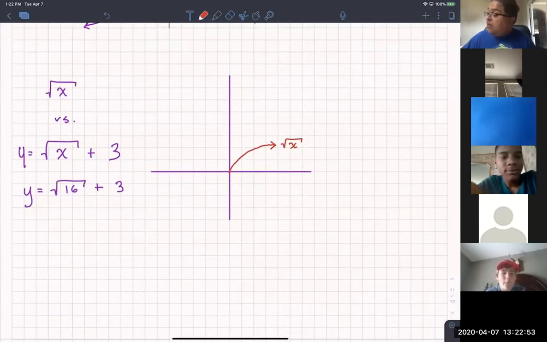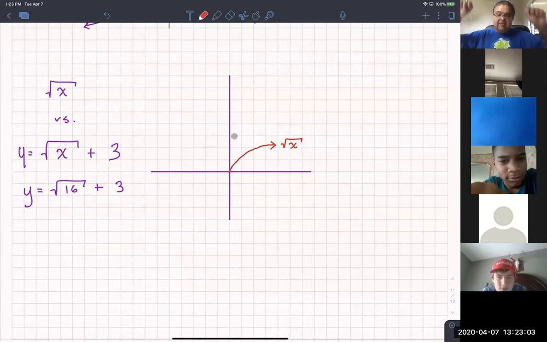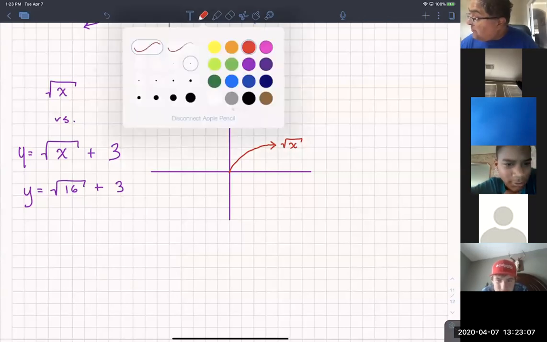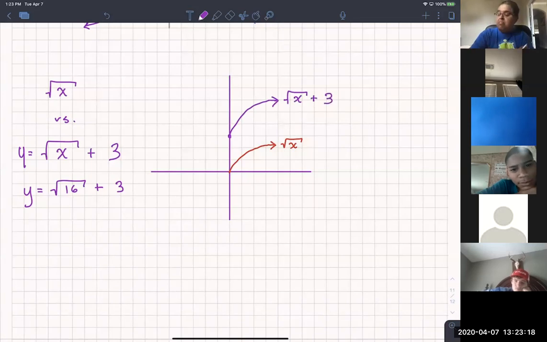Now, when I add 3 to the outside of the function, so on the outside of the square root, it moves it up 3 units on the y-axis, so it lifts it up. So instead of starting at 0, 0, it'll start at 3 on the y-axis and then curves the same way. Make sense?